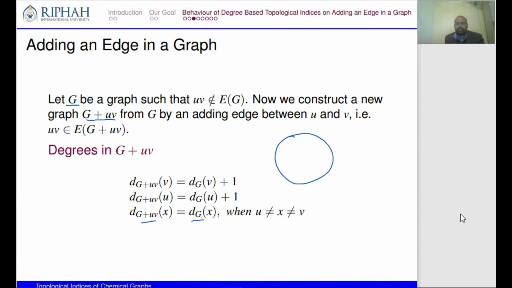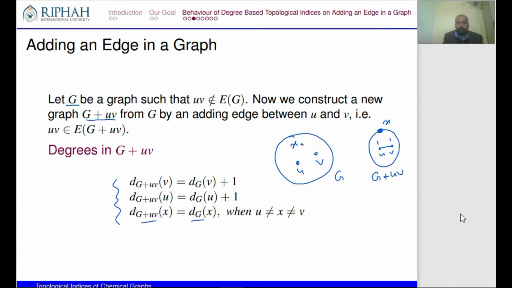Why does this happen? Let's see here. This is our G, this is our u, and this is our v. When we add an edge between u and v, their degrees increase by 1, and all other vertices, I mean, if this is x, all other vertices remain the same. The degrees of all other vertices remain the same. So this is our new graph G plus uv. This result is very important to compare the first Zagreb indices of these two graphs, G and G plus uv.